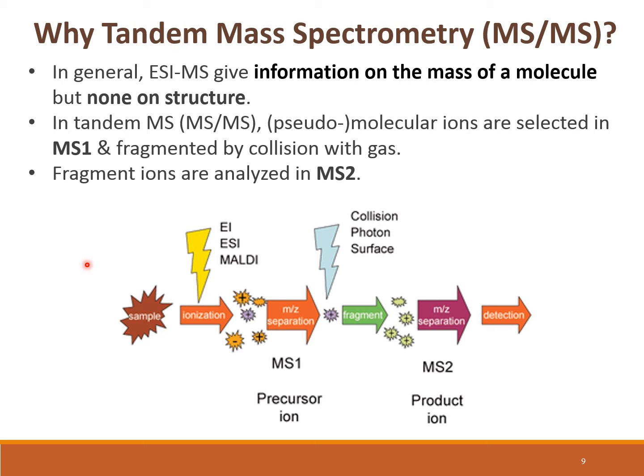In tandem MS, which is MSMS, pseudo-molecular ions are selected in MS1. You can see the first m/z separation here. Whatever you receive in the compound reports only goes through one single MS. In MSMS, the ions are then fragmented by collisions with gas, and the fragment ions are analyzed in MS2. Another m/z ratio separation occurs, and only then are they detected.